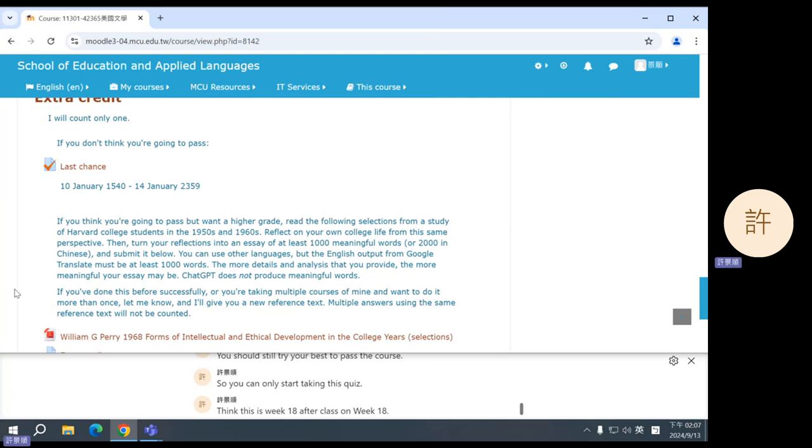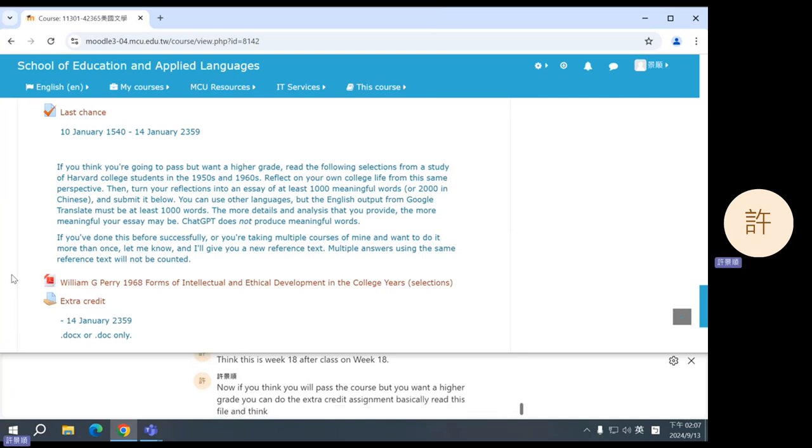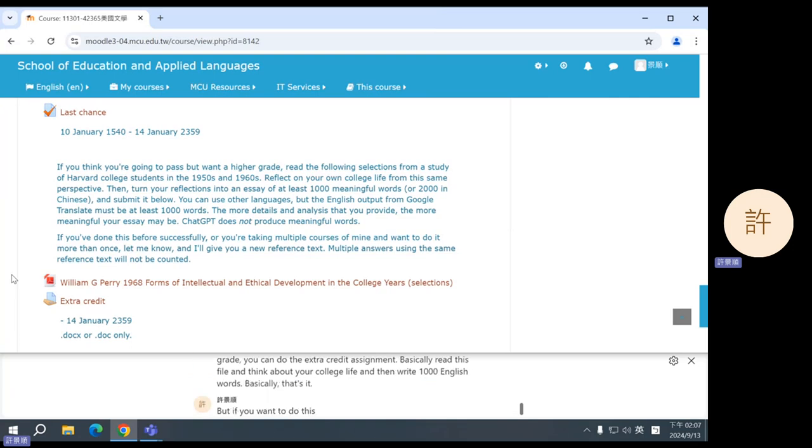Now, if you think you will pass the course, but you want a higher grade, you can do the extra credit assignment. Basically, read this file and think about your college life, and then write 1,000 English words. Basically, that's it. But if you want to do this, I encourage you to read the details of the assignment more carefully. This is not easy to read. I did not choose something easy for you. So if you really want a higher grade, you will have to do a little bit of work.